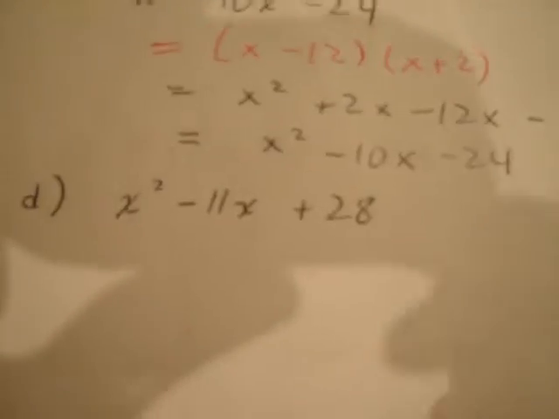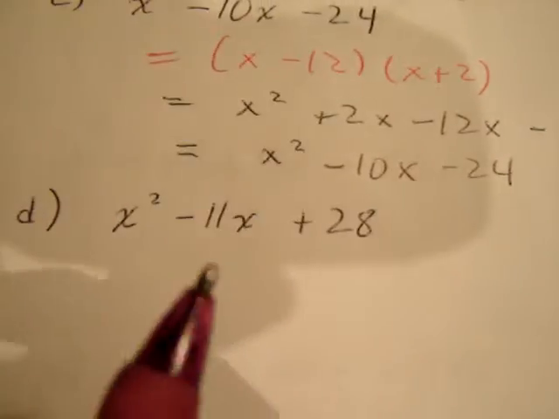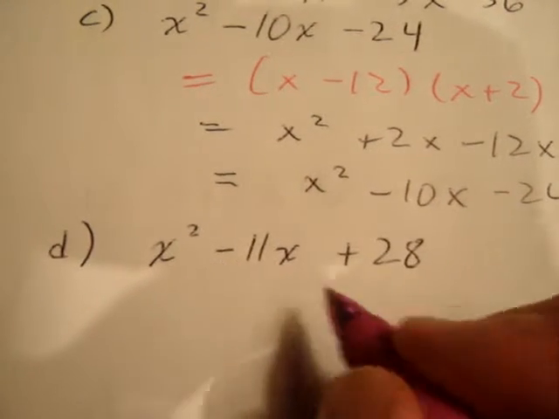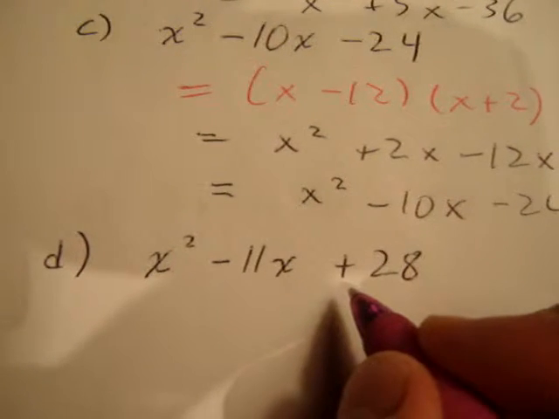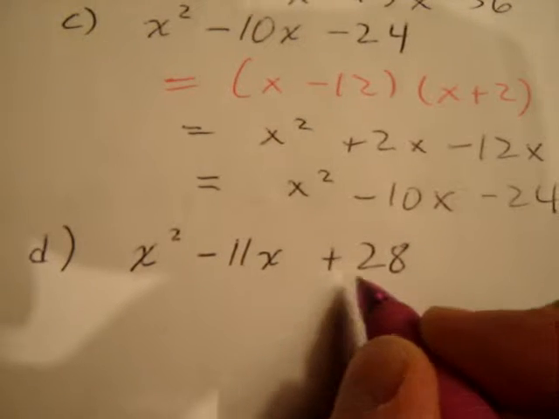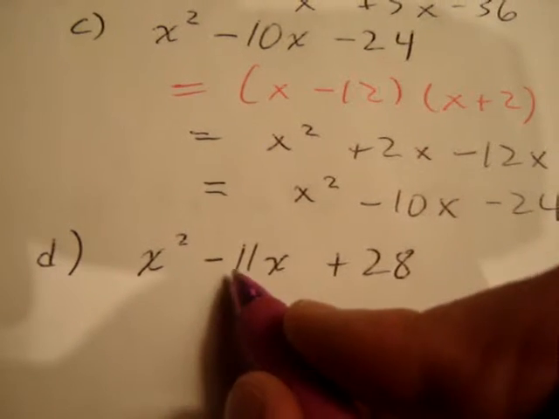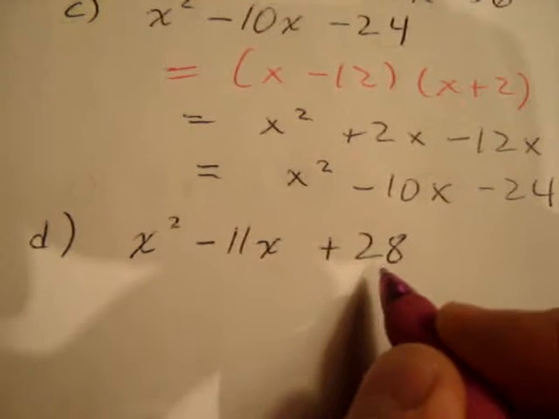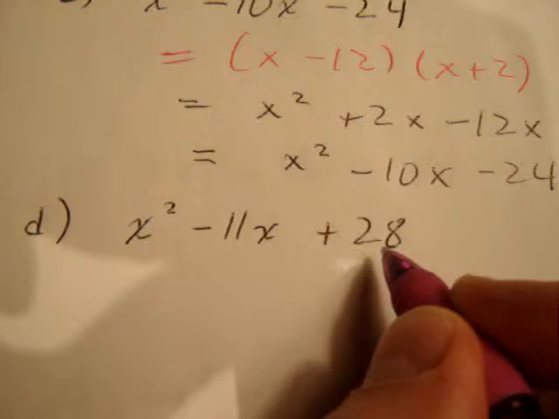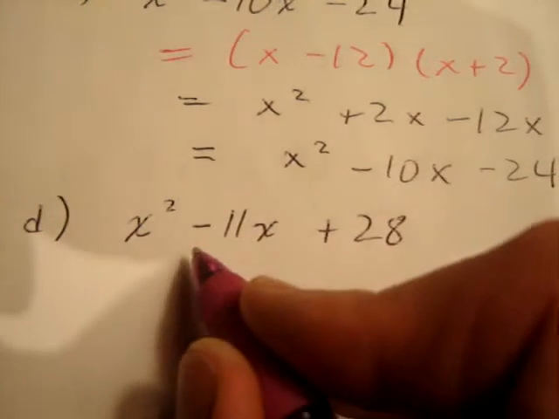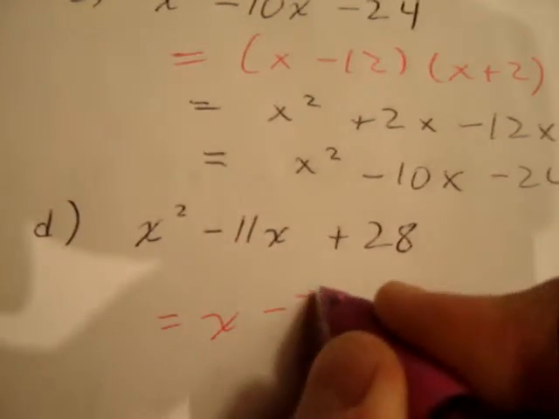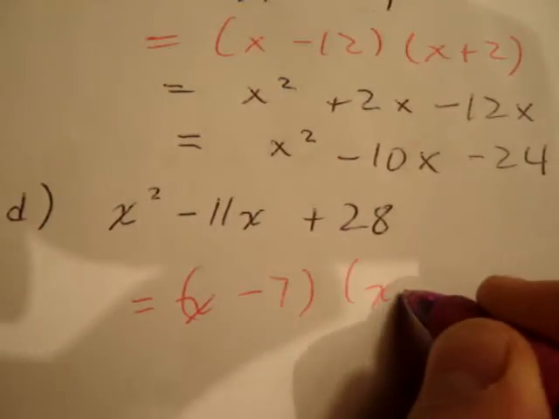And last but not least, x squared minus 11x plus 28. Well, we see a negative term here and a positive term here, and that might seem puzzling until you remember that two negative numbers can also multiply to a positive number. So what two numbers add to negative 11 but multiply to positive 28? Well, we try negative 7 and negative 4, because negative 7 times negative 4 is positive 28, and negative 7 plus negative 4 is negative 11. We get x minus 7 times x minus 4.